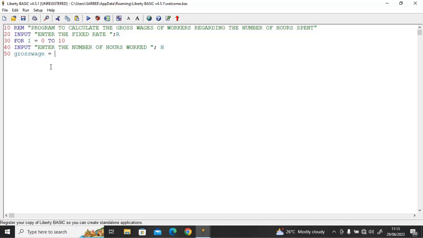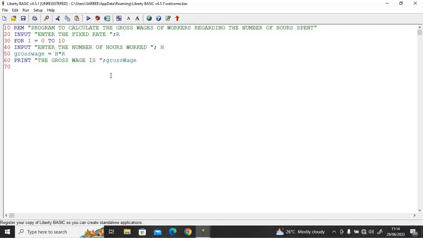is equals to the rate times the hours worked. So hours, h times rate. Then 60, let's print our gross wage. So you can say print the gross wage is, semicolon, then gross wage. Now next, since we have used 4, you have to nest them.